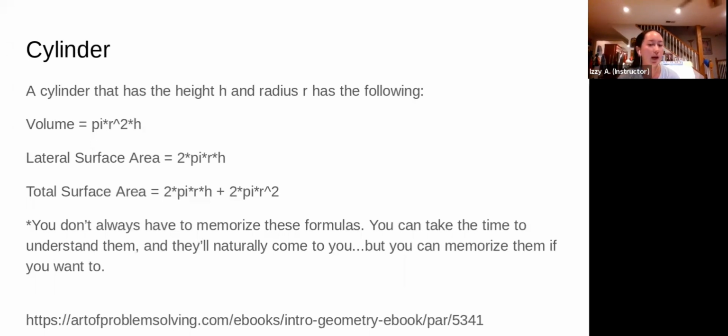So a cylinder that has the height h and radius r has the following. The volume is pi r squared times h. I think you figured that out after we finished the problem. The lateral surface area is 2 times pi times r times h. And then the total surface area is 2 times pi times r times h plus 2 times pi times r squared.